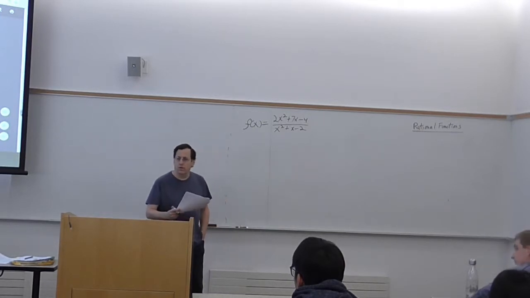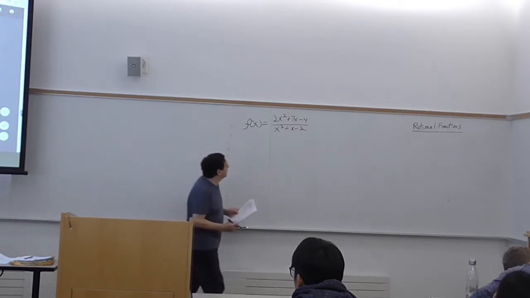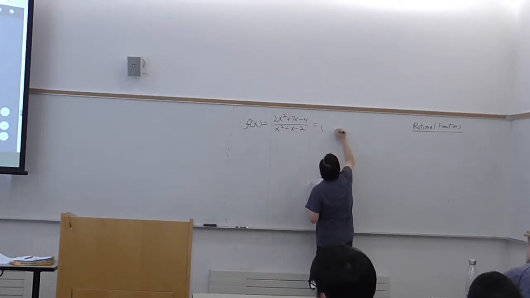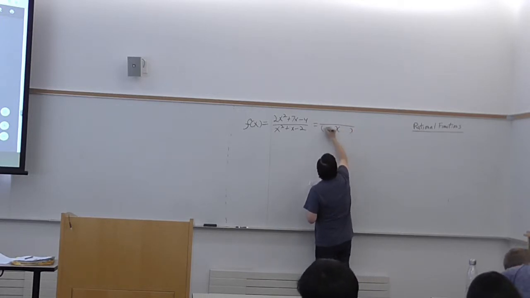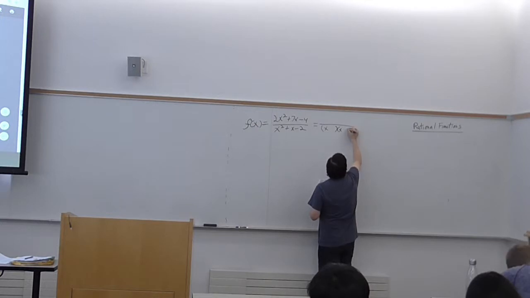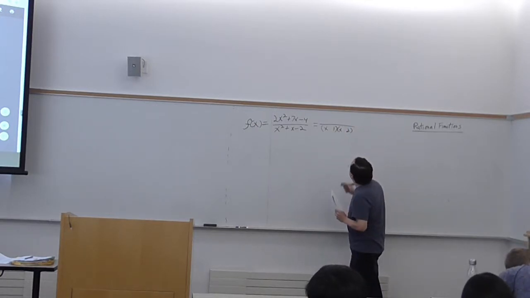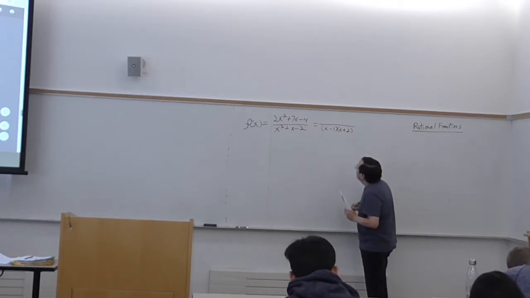Okay. Which factors? X squared plus x minus 2. Okay, so let's factor the denominator. That looks pretty easy. That's got to be minus 1 and plus 2.